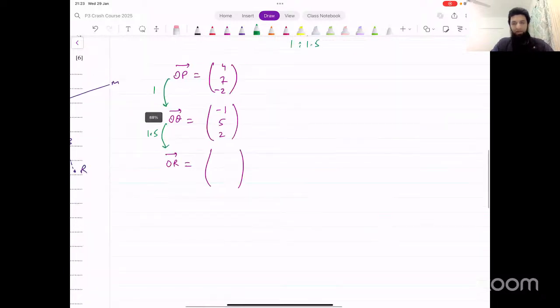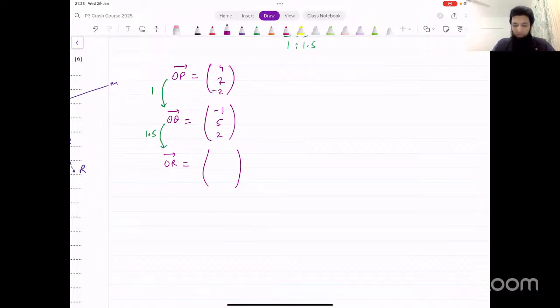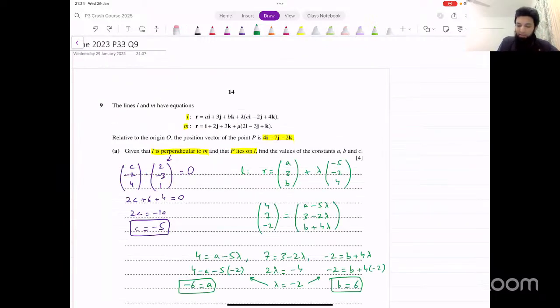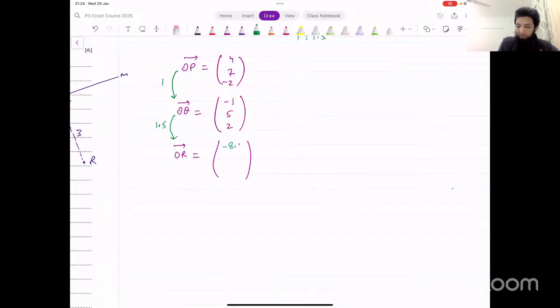Now you can use that to write OR directly. How would that be? How do you go from 4 to -1? You have to subtract 5, right? In order to go from 4 to -1, you subtract 5 times 1.5. That means 7.5 more to get the x component of R. What would that be? -1 minus 7.5. This would be -8.5. Okay.